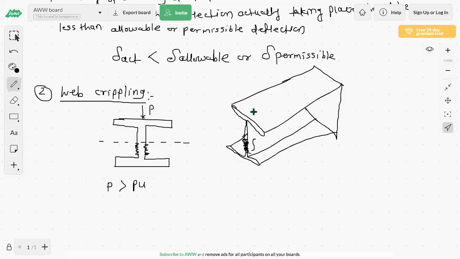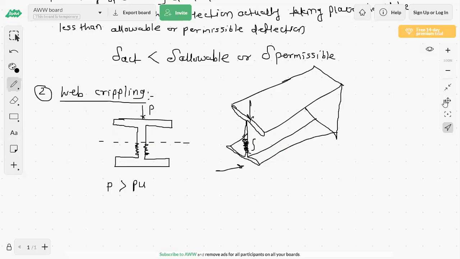So due to this external load, here load is coming on this beam, so due to this load this beam will cripple. Here I have drawn this sketch from the side view. This is your 3D view. Okay, so now what is actual web crippling? What is the meaning of web crippling? And when will it happen?